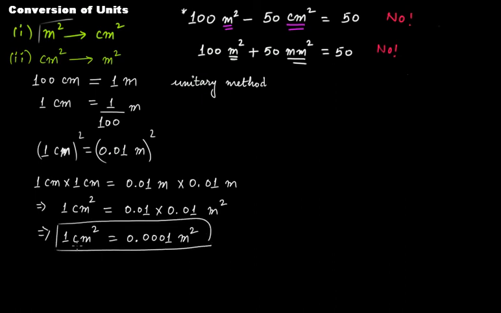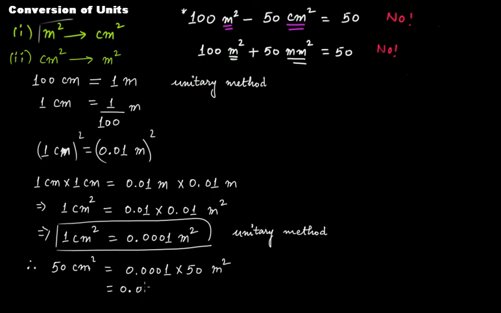Now if 1 centimeter square is equal to 0.0001 meter square, therefore again unitary method, 50 centimeter square is equal to 0.0001 times 50 meter square. If you solve it, you get 0.005 meter square. So this is the value for 50 centimeter square.